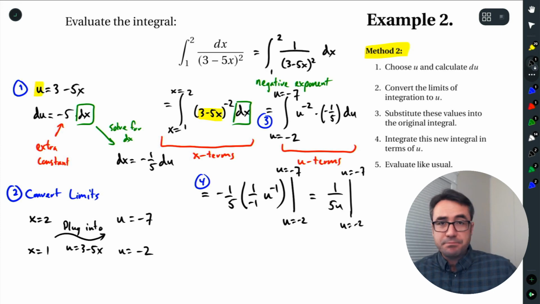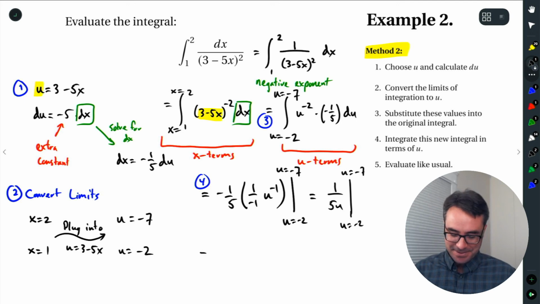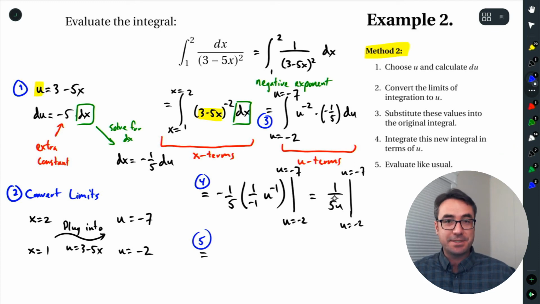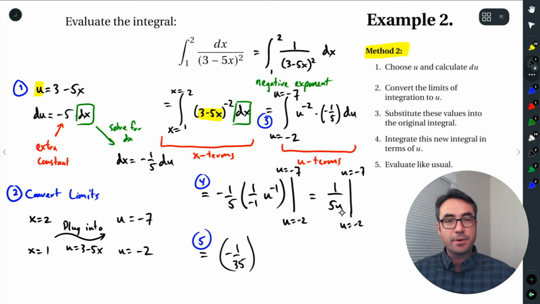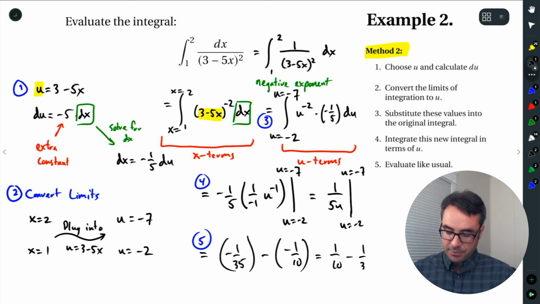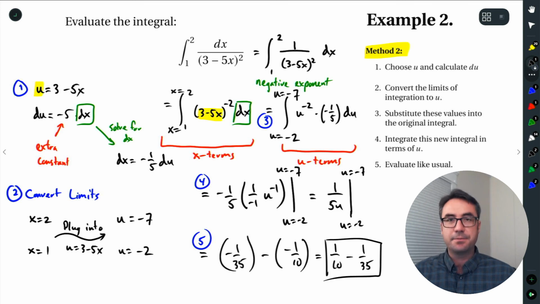All right, so now the last step is just do the evaluation like you normally would. The top number goes in first, so we plug the top number in. Negative 7 goes in, we get negative 1 over 35. Plug the lower number in, we get 1 over negative 10, and we subtract. Cleaning this up a little bit, we don't have to go too crazy simplifying it. We get 1 over 10 minus 1 over 35.